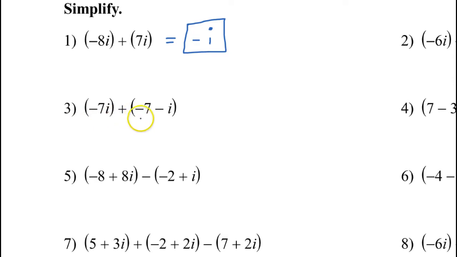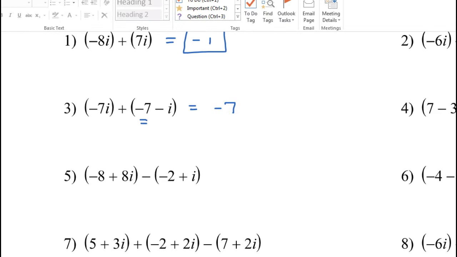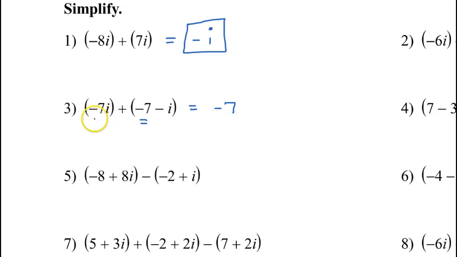Look at number 3. Now we have this negative 7 sitting here. That is a real part. There is no other real part, so I'm just going to have my negative 7 sitting there. But then I have negative 7i is imaginary, and negative i, which is sort of like having negative 1i. So I'm going to combine these imaginary parts to get negative 8i. So this will be the final answer for number 3.